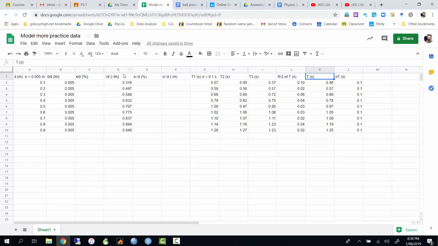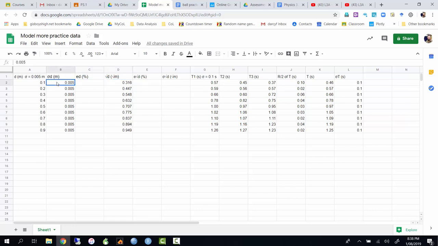Our previous work has told us that in fact t is related to the square root of d, so I've transformed my variable d by taking the square root, and now I need to transform my uncertainties. Now t does not get transformed in this relationship, so I don't need to transform its uncertainties, but d does. It gets transformed to the square root of d. And now when I take a square root function, I have to transform the percentage uncertainties. So that's the first thing I need to work out.